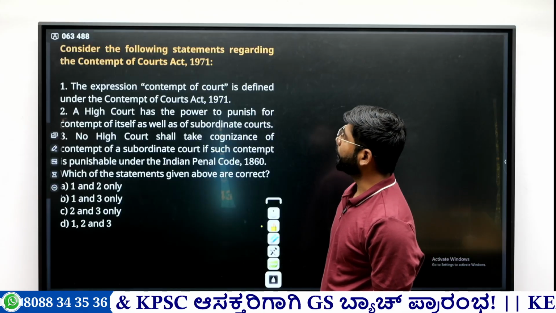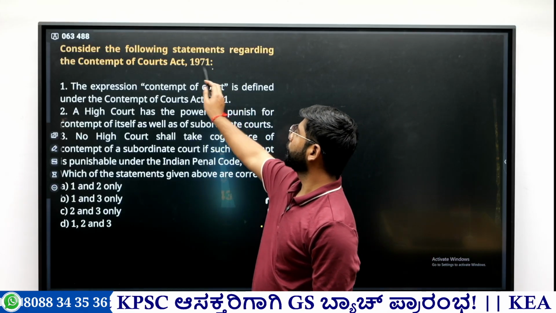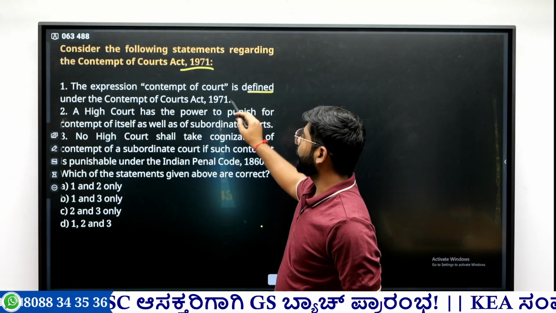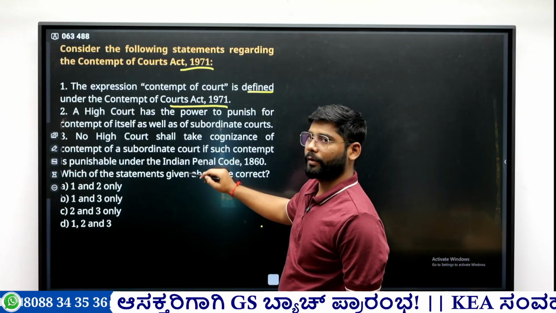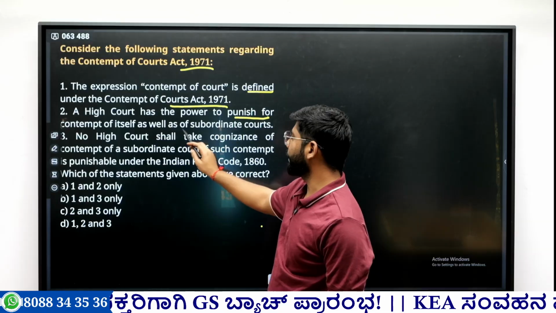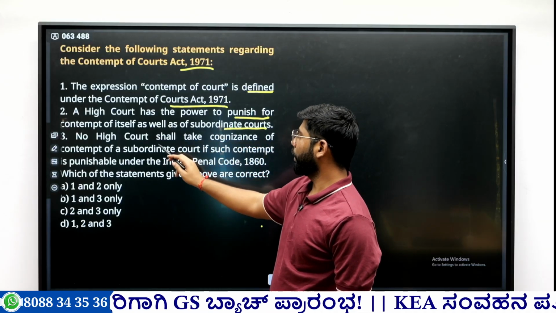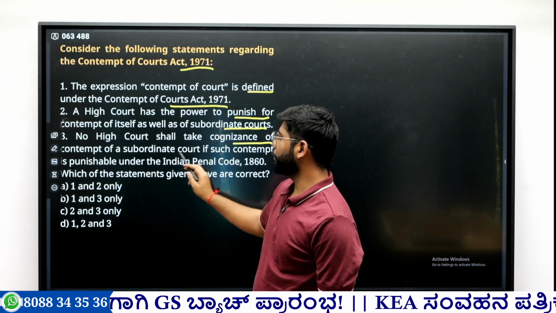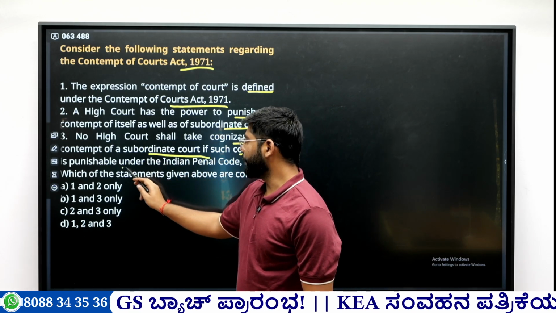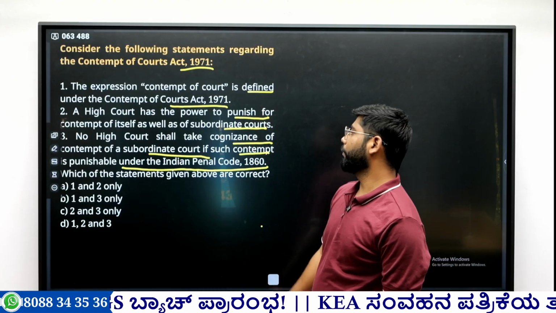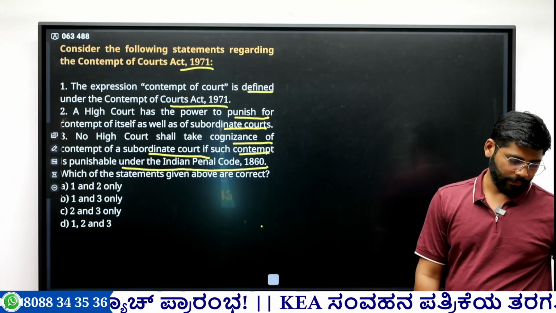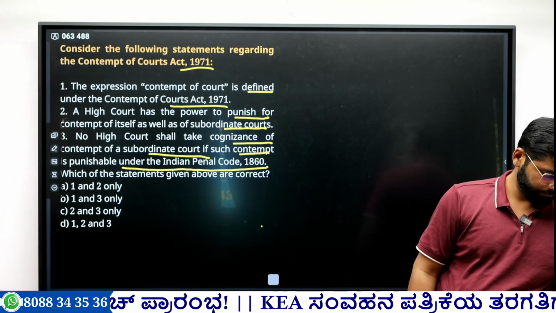Again, now this one, Contempt of Court Act 71. Okay, so here the expression of contempt of court is defined under the Contempt of Court Act 71. Then the High Court has the power to punish for the contempt of itself as well as subordinate court. No High Court shall take cognizance of contempt of subordinate court if such a contempt is punishable under the Indian Penal Code 1860. So let me know which one is correct here.